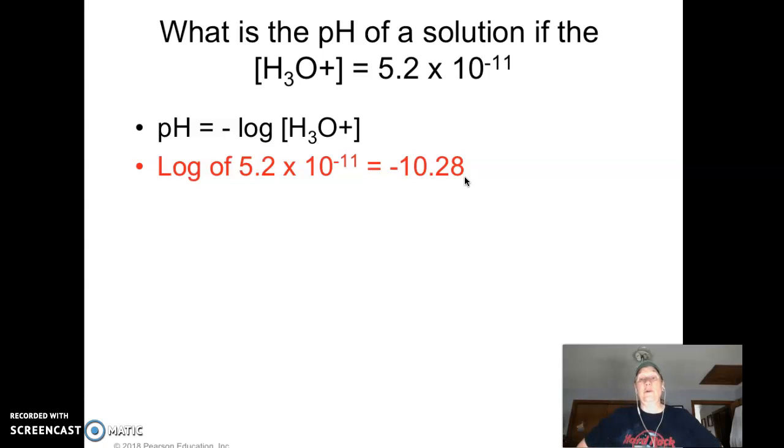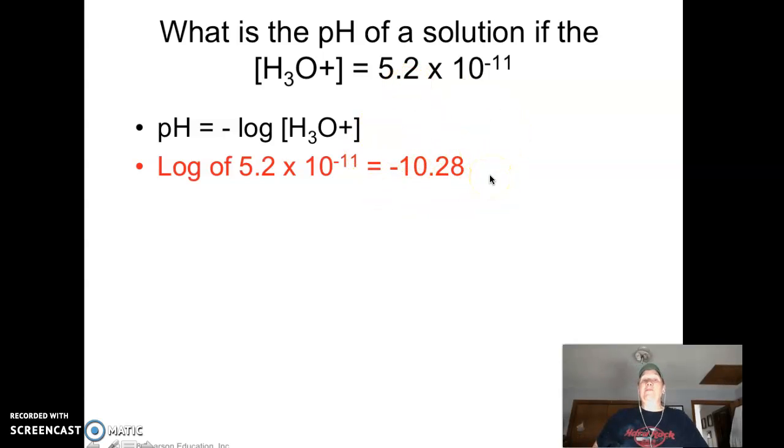The other thing you can do if you don't have a scientific calculator, if you just have a regular one, all you have to do is take the log of this number, go log 5.2, and then the log of this is negative 11. If you subtract those numbers, you'll also get 10.28.